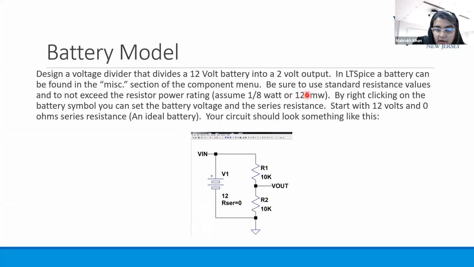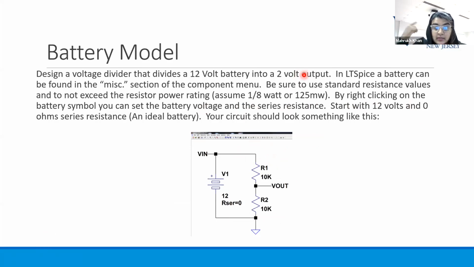We are thinking that they are 1/8 watt powers. By right clicking on the battery symbol, you can set the battery voltage. That's what you can do. Start with 12 volts and 0 ohm resistors. Okay, so you can see that I have a certain voltage divider here that can produce 2 volts.